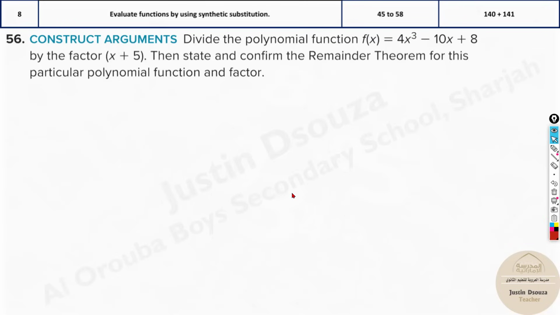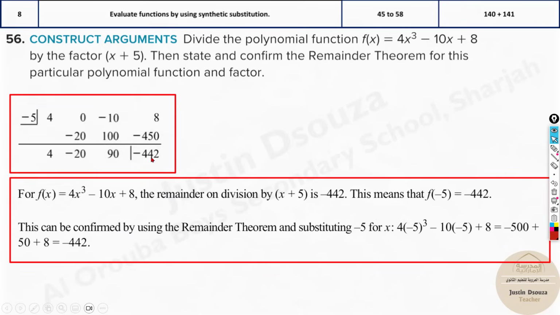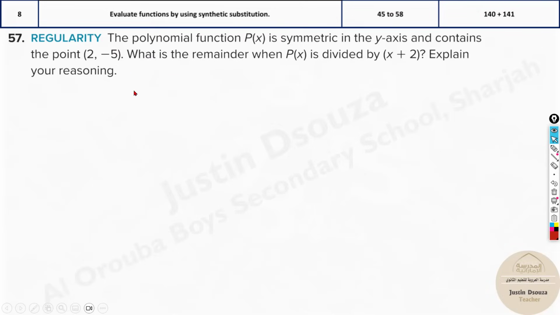Now, such problems we have already done a while ago. You have to just use the remainder theorem. In such cases, you have to find what is the remainder, right? Just put this in the equation calculator and put x as minus 5. I'll show this one. All you do is type this equation, 4x cubed minus 10x, and then we have plus 8 calculated at minus 5. The answer is negative 422. That's the answer. Similarly, you can do the other problem.